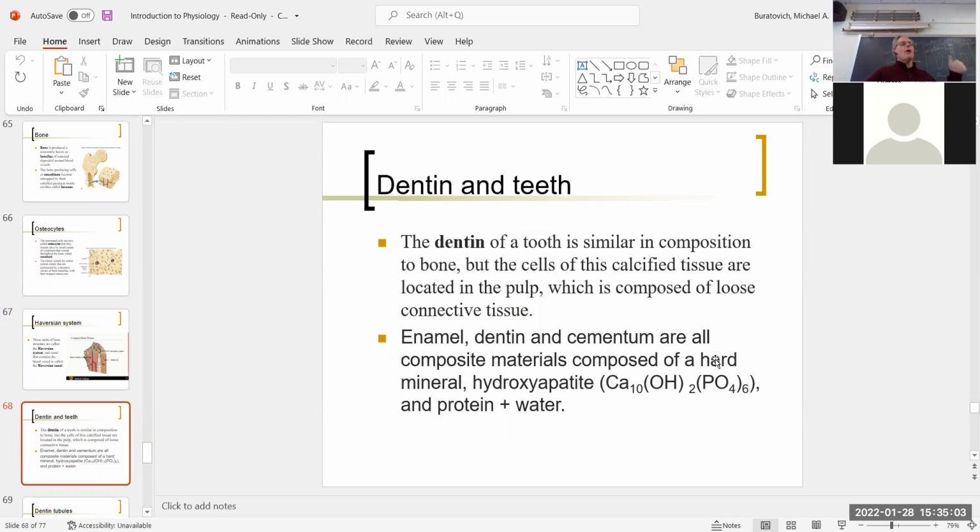Now, teeth are different. Teeth are composed of a material called dentin, along with another material called enamel. Enamel is a composite of a protein called amelogenin plus a mixture of hydroxyapatite crystals. This is actually the hardest compound in your body, enamel. Very, very hard.